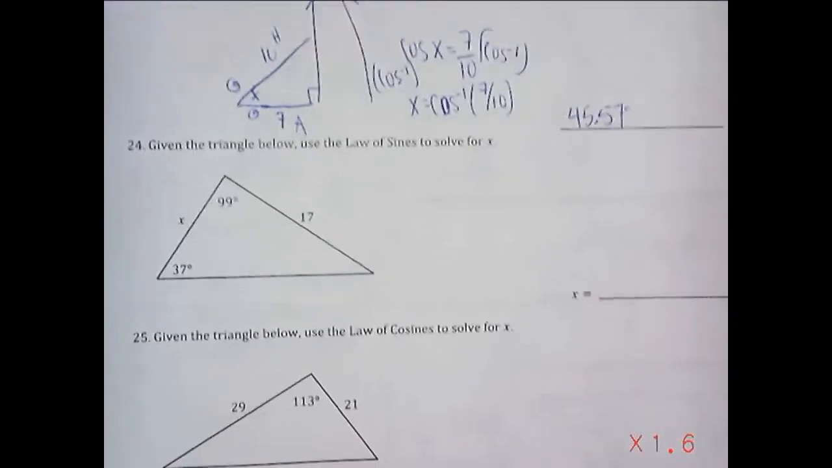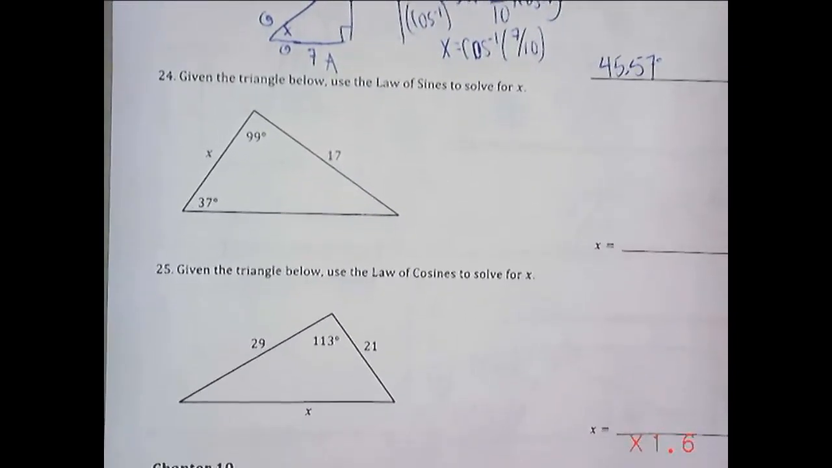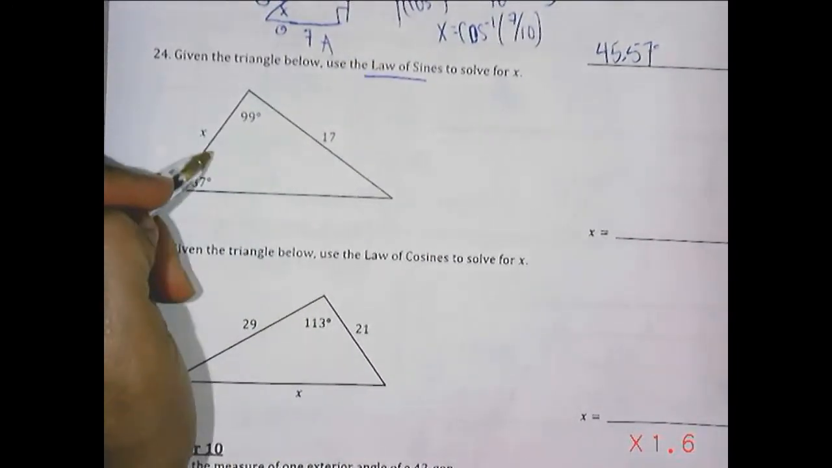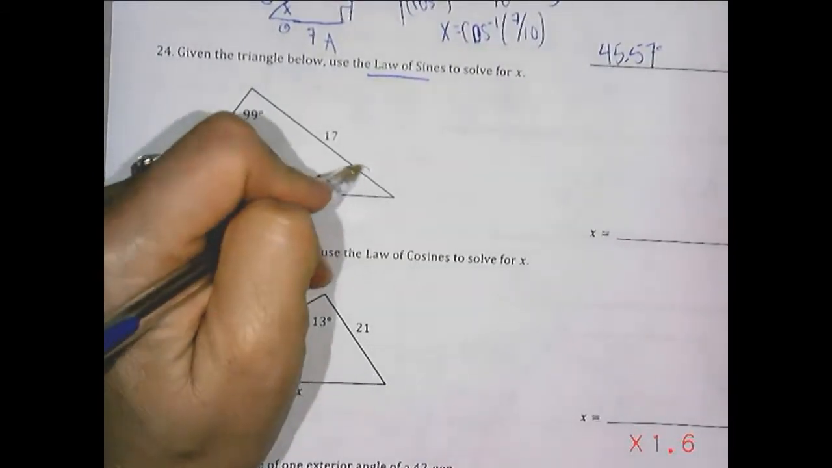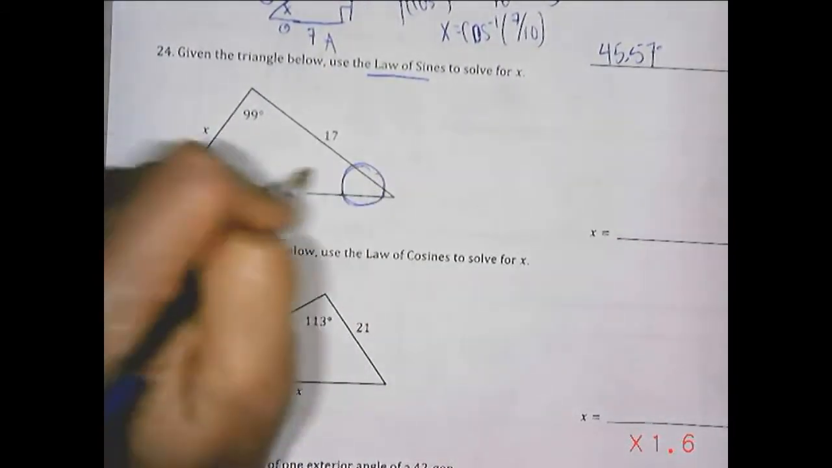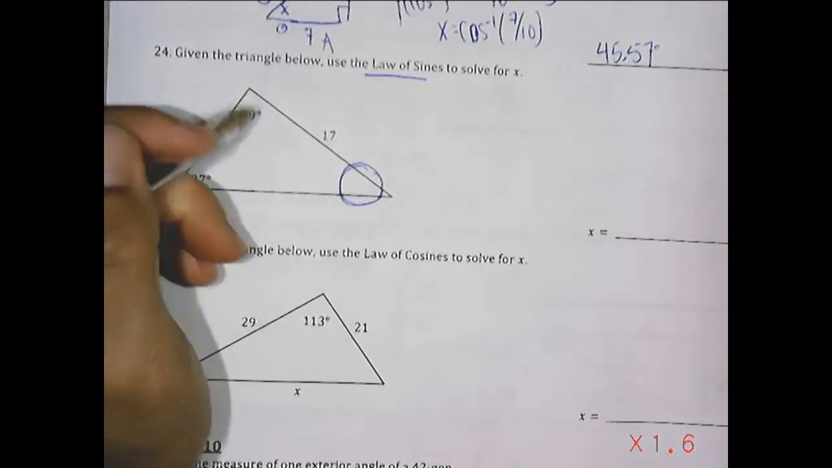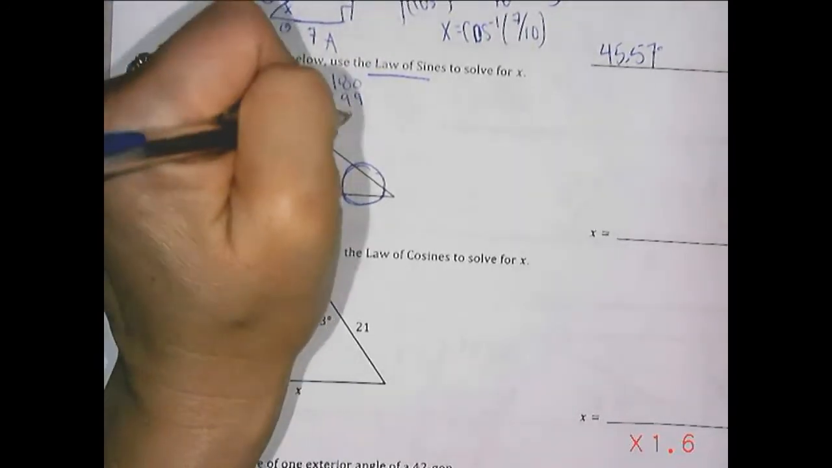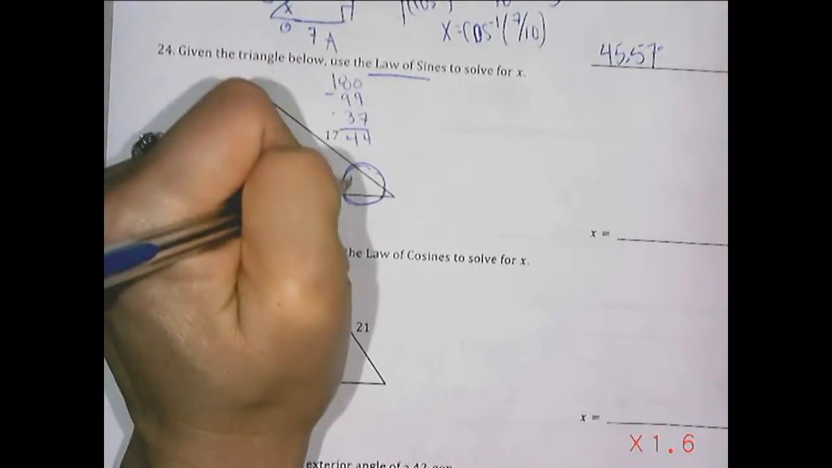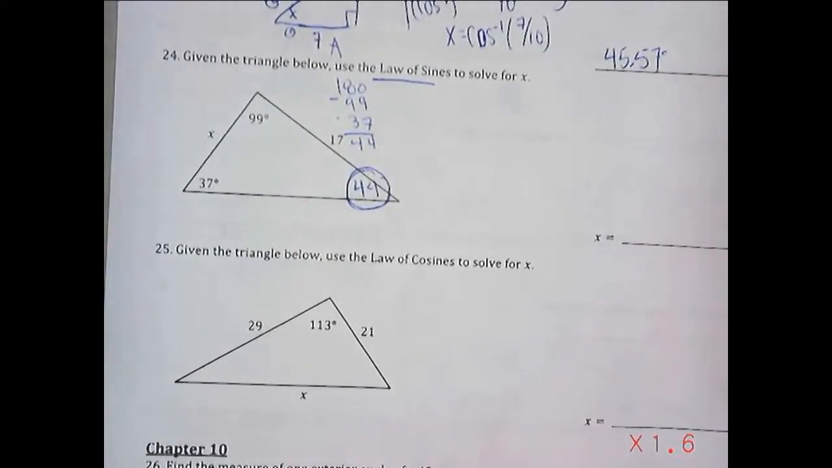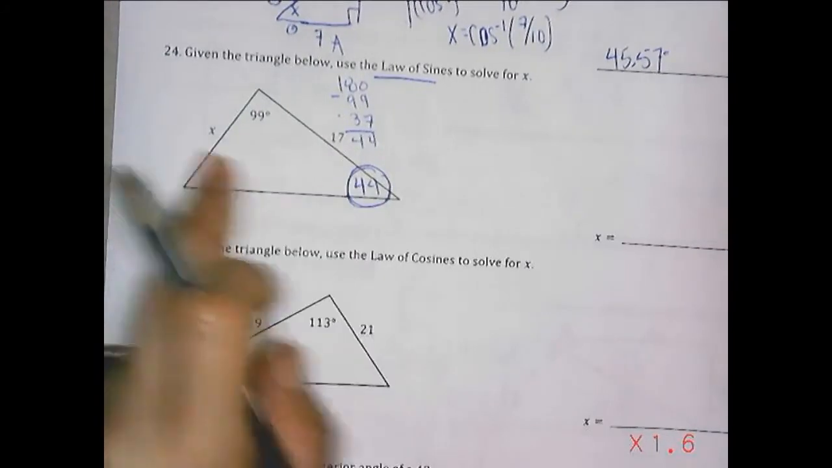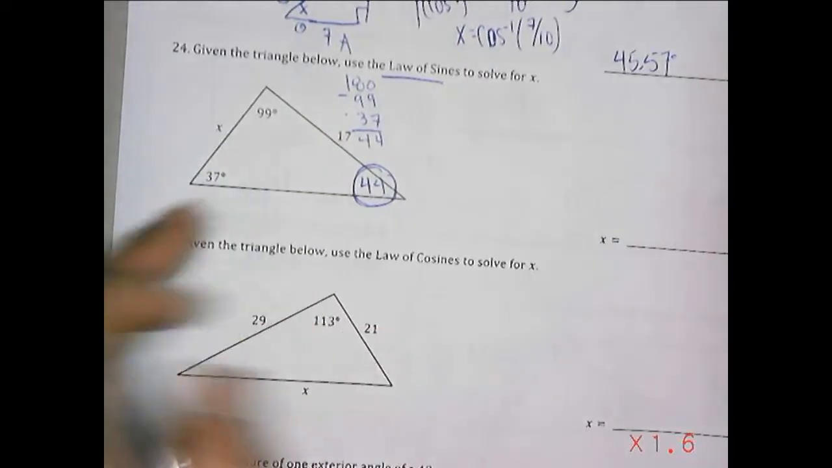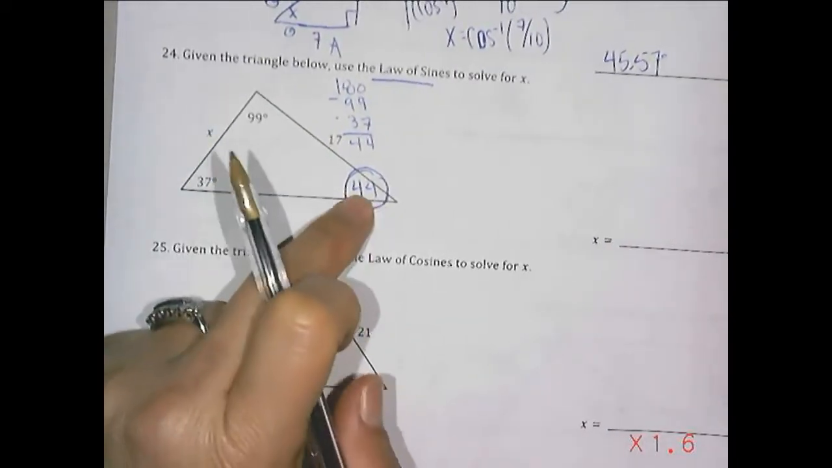All right, moving along. This is going to be the law of sines. What we want to do is figure out what this angle is, because we want to be able to set this up as a proportion. So I'm going to do 180 minus 99 minus 37, and I'm going to get 44. So I now know this angle is 44, and I can set up my proportion. I want to do that because remember, it's the angle and the side across from it that form the proportion. So since I'm trying to find this side, I need to find that angle.